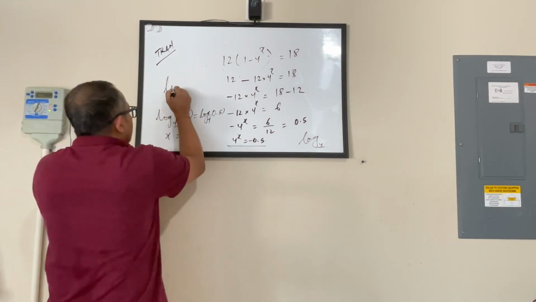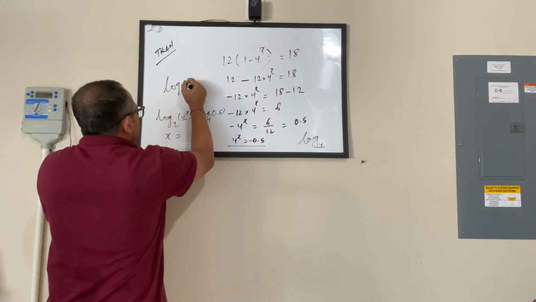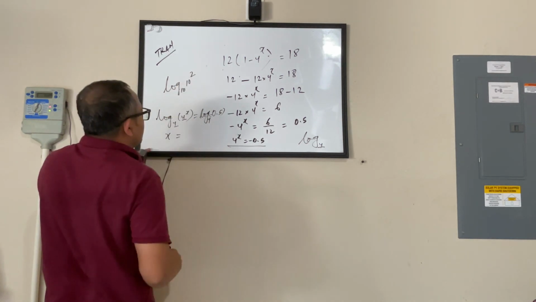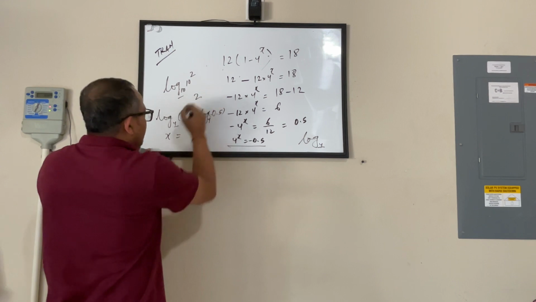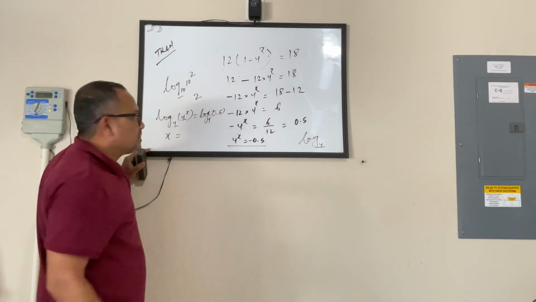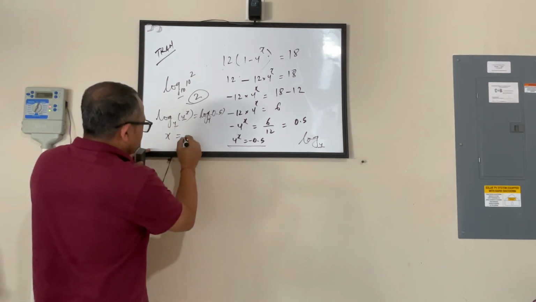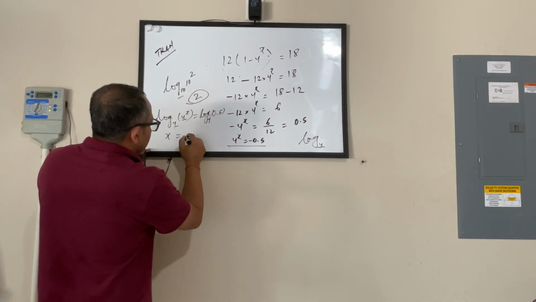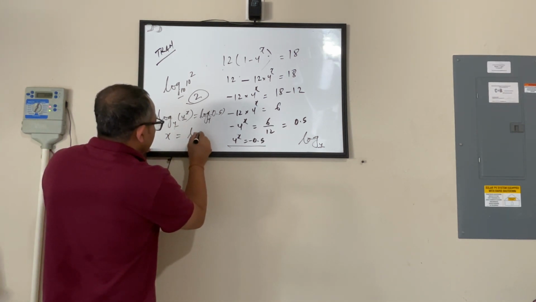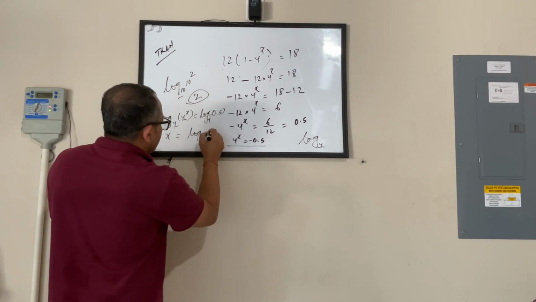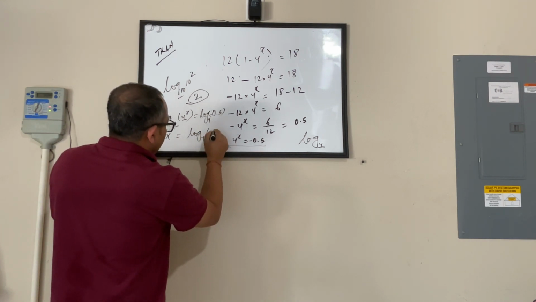Like if I say log 10 base 10 to the power 2, it becomes what? It becomes 2. Yeah? So that's what I'm saying. So x equals log of 4 minus 0.5.